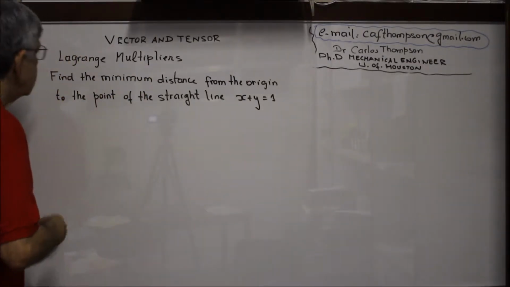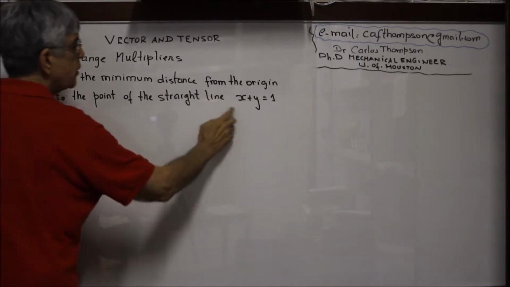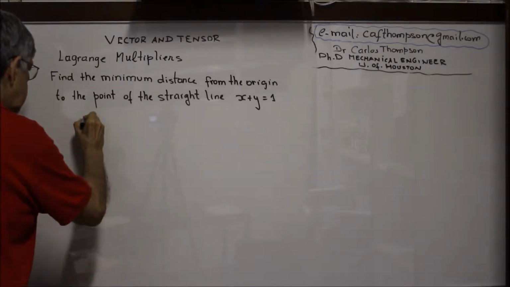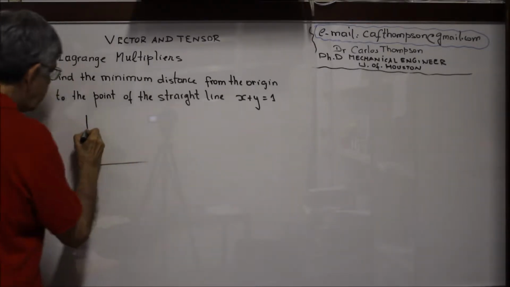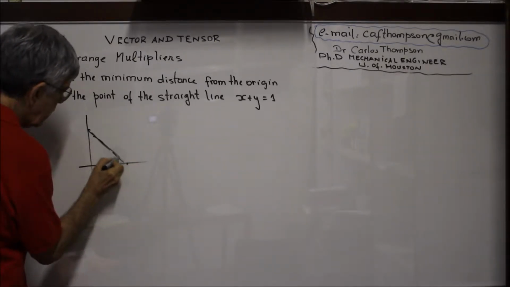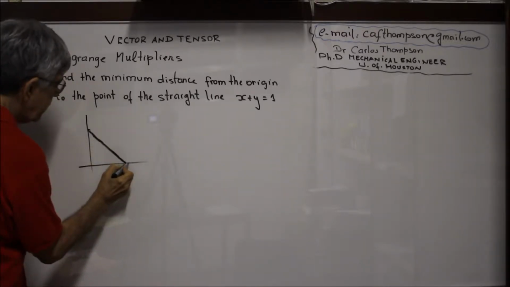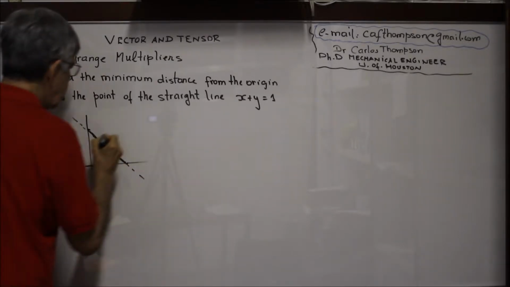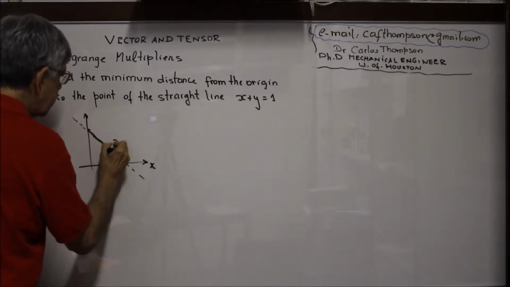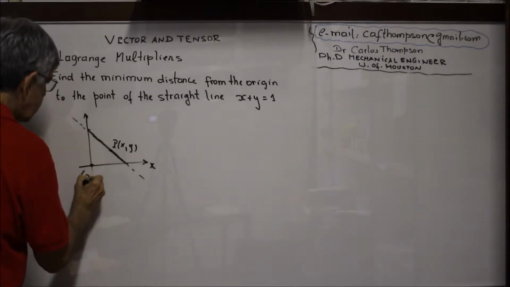Lagrange multipliers. Find the minimum distance from the origin to a point on the straight line x plus y equals 1. So you have a straight line here. This is x, this is y. This is a point P over here, (x, y). This is the origin, point (0, 0).